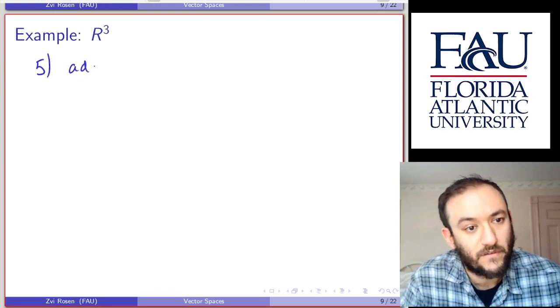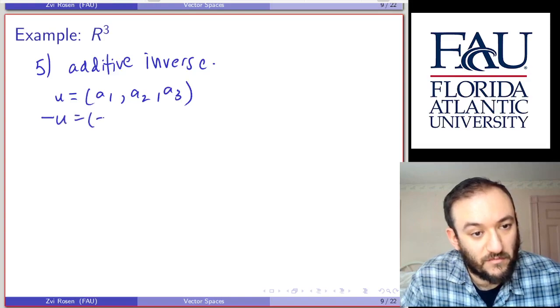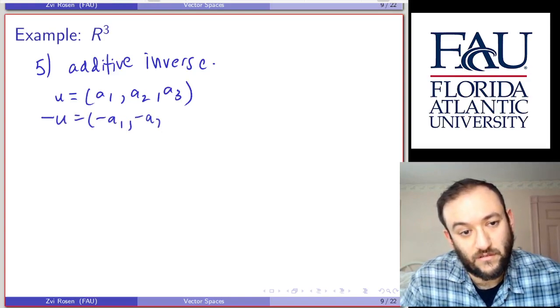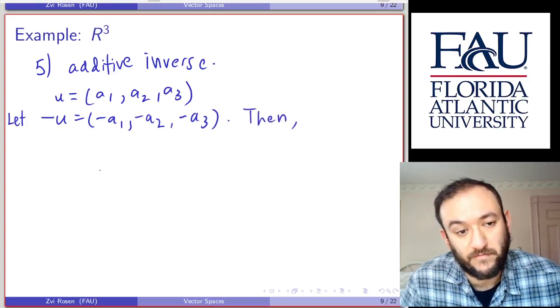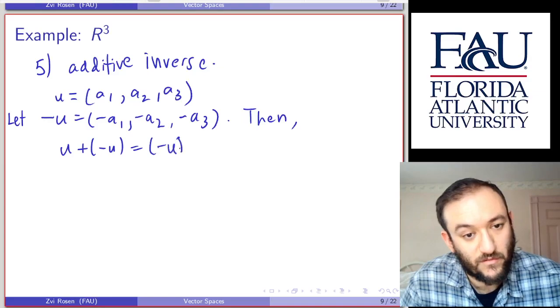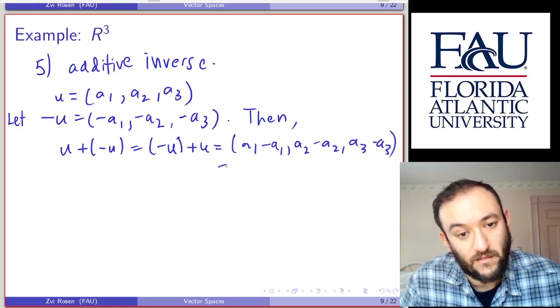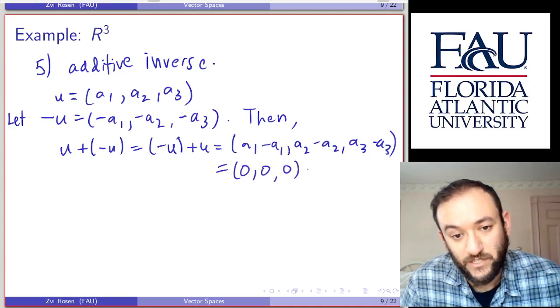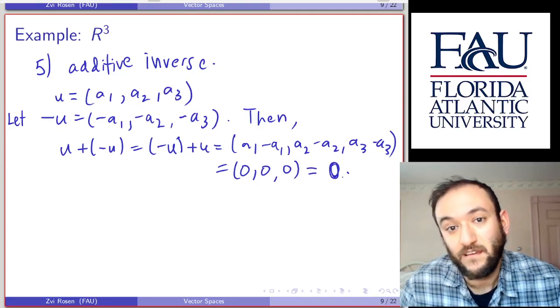Okay. How about the additive inverse? Okay, so if U is equal to A1, A2, A3, we're going to take minus U to be equal to minus A1, minus A2, and minus A3. Okay, this is our definition. Then U plus minus U, which is the same as minus U plus U, will be equal to A1 minus A1, A2 minus A2, and A3 minus A3. That ends up being the vector of all zeros, and we just decided that this is our 0 vector. So that means that minus U is a valid additive inverse.